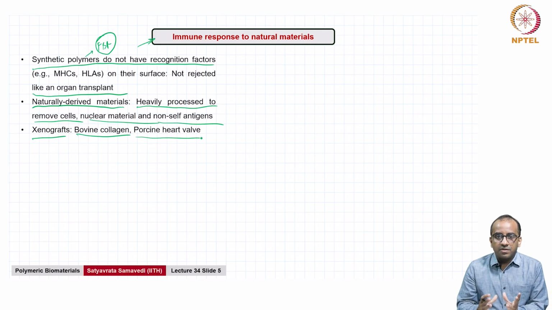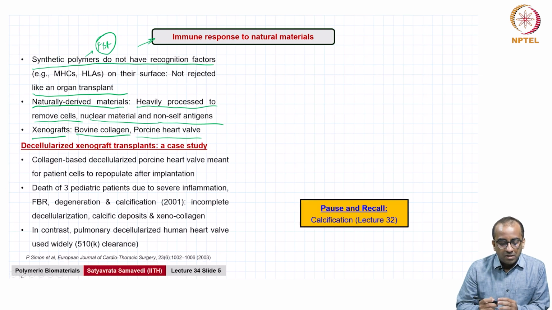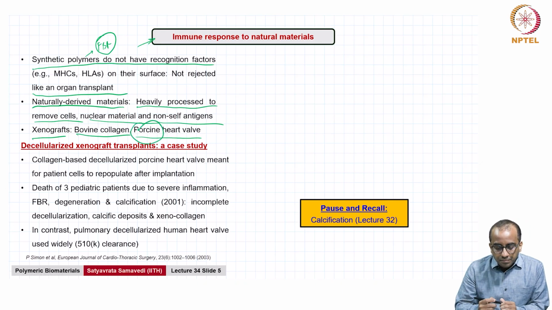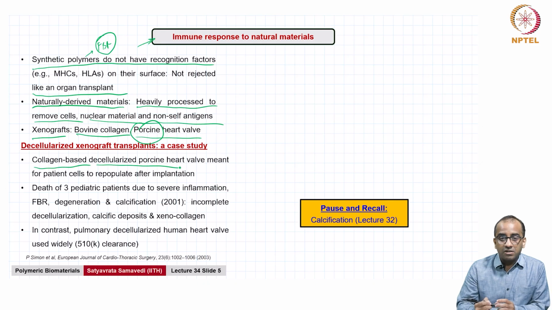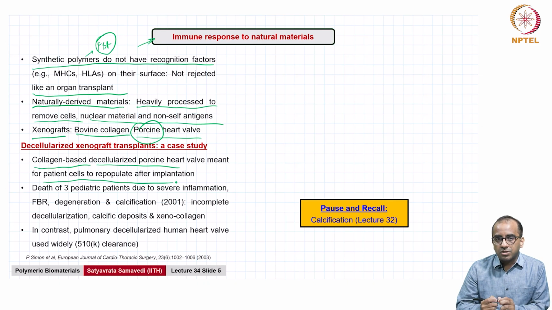The risks with such kinds of implantation is best understood using some case studies and specific examples. So, we will look at a quick case study, namely the decellularized xenograft transplants using porcine heart valves. Essentially the company developed these collagen based decellularized porcine heart valves meant for patient cells to repopulate after implantation. The details of this case study are available in this reference. So, if you want more details, you can look it up.